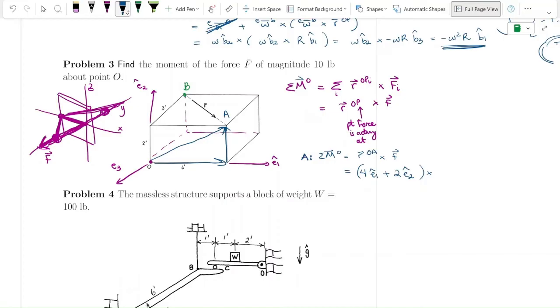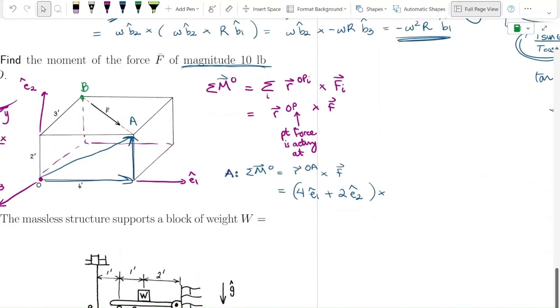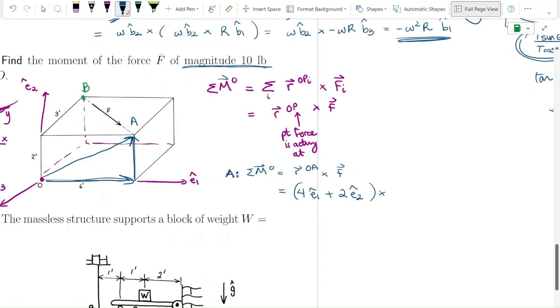crossed with the force. So what is the force? Well, it has magnitude 10 pounds and it's in this direction. So we cannot just say that it's 3 in the e3 hat direction and 4 in the e1 hat direction. So we need to remember how vectors work. Vectors are always equal to their magnitude times the unit vector, which is a vector that has magnitude 1 but points in the direction that the force vector is pointing in.